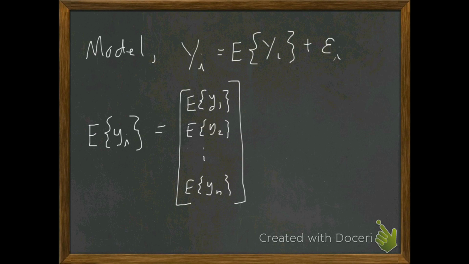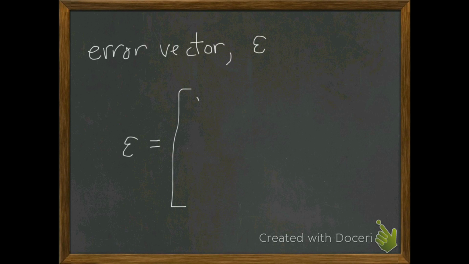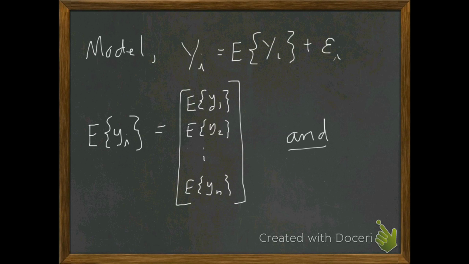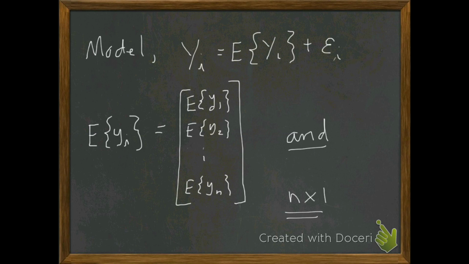And we can get an error vector. And it turns out that the error vector is n by 1. And let me go back. Expected is n by 1 too. Okay. So this is our error vector. I don't think I gave, yeah, let's give this a name.